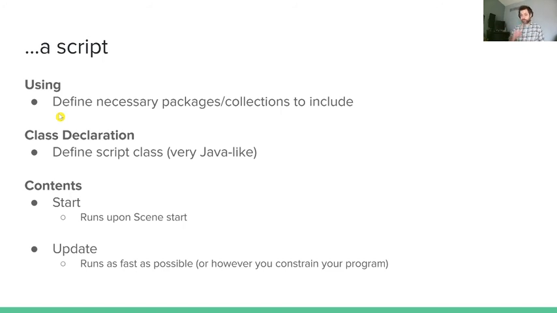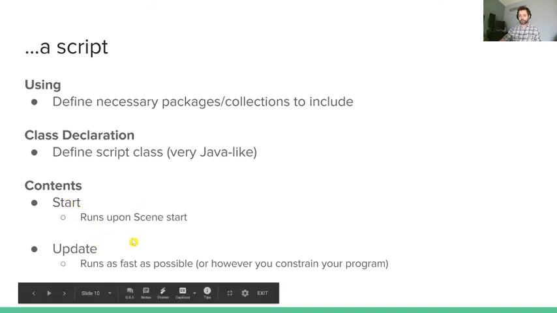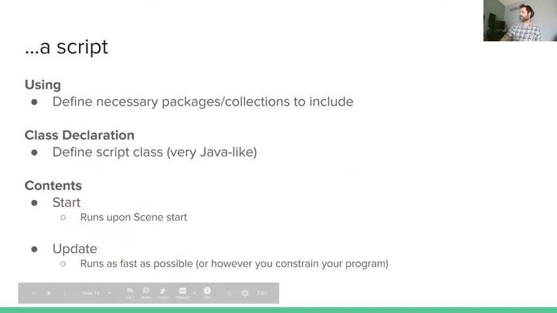So these scripts, I've got some definitions here. We've already looked at the class declaration. Again, this is very, very Java-like. Start and update we've talked about as well. The thing with update is that, just to clarify a little bit more, it's going to run as fast as possible. So if I constrain my program to a particular frame rate, update is going to try to run basically as fast as possible within that context.